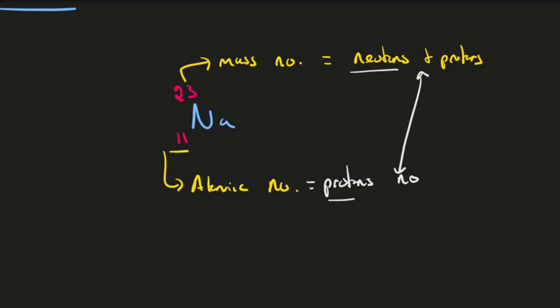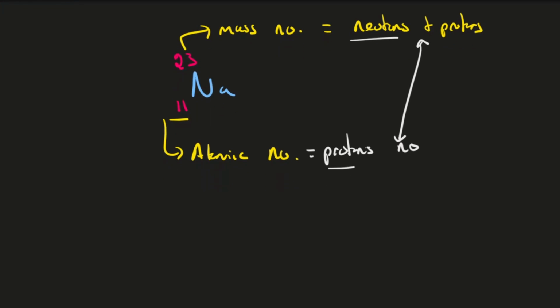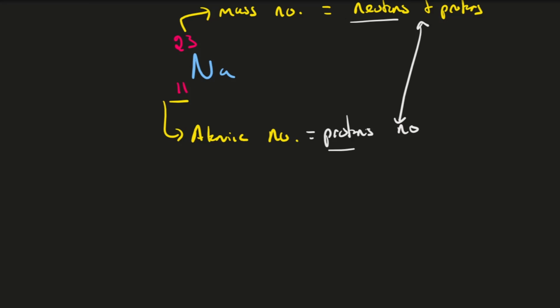And as we mentioned before, usually with atoms the number of electrons is the same as the number of protons, and that's why atoms are generally electrically neutral. They don't have a charge.